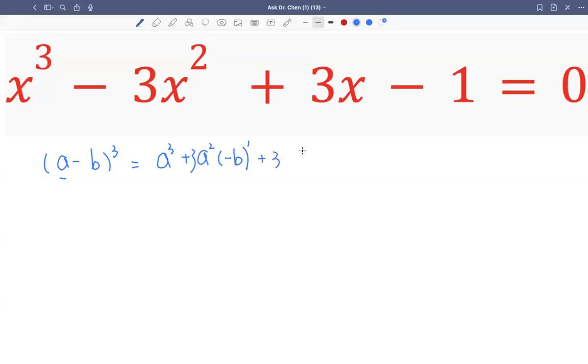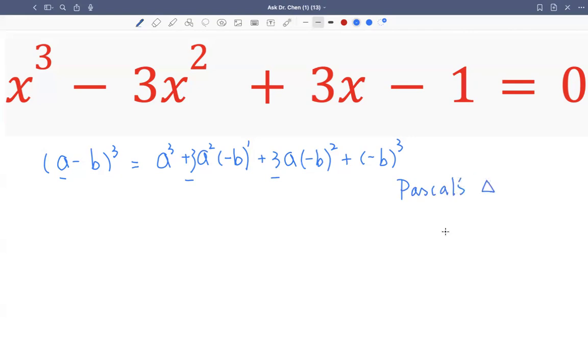Then plus 3 times a, because 3a cubed, a squared, then a to the first power. Then negative b squared: negative b to the first power, negative b to the second power. Then plus negative b cubed. So this actually is a binomial theorem with a degree n. Okay. So how do we get this 3? By building something called a Pascal's triangle.